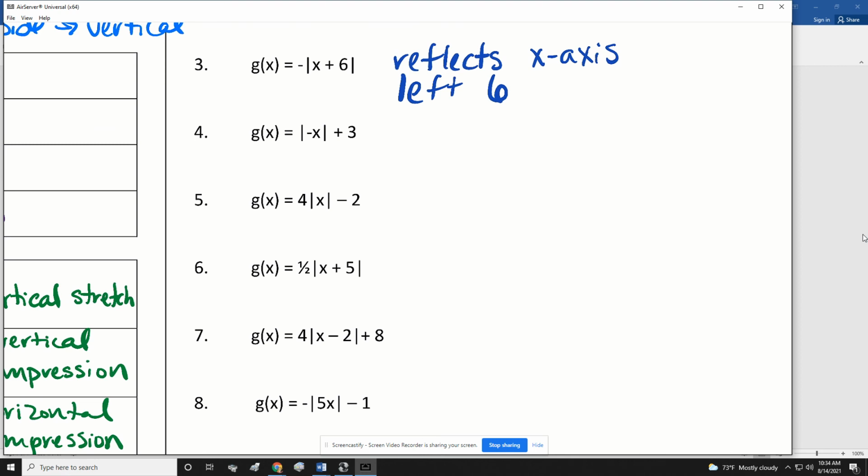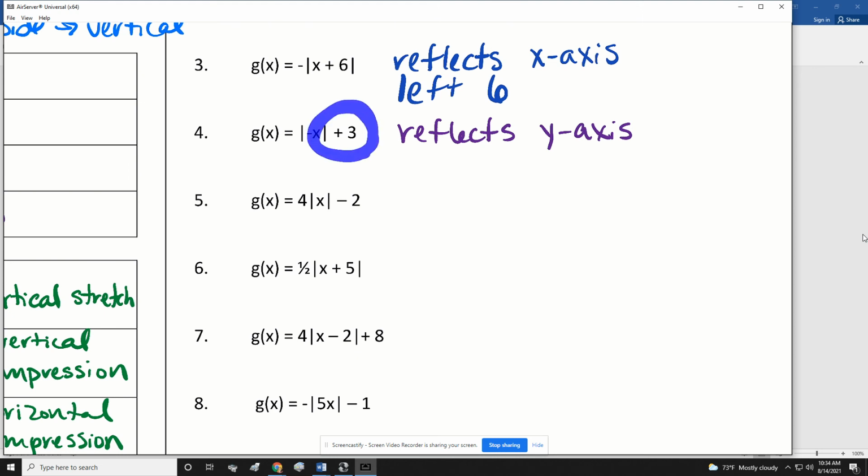Next one also has two transformations. We have a negative on the inside, or a negative on the y side, which means that we're going to reflect on the y. We also have a plus 3 on the outside. Adding on the outside is up 3 according to the table.